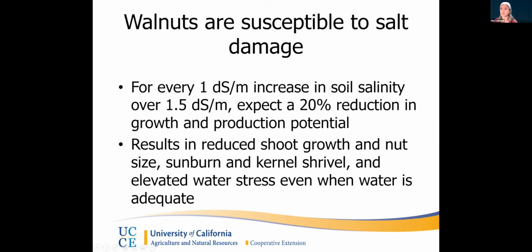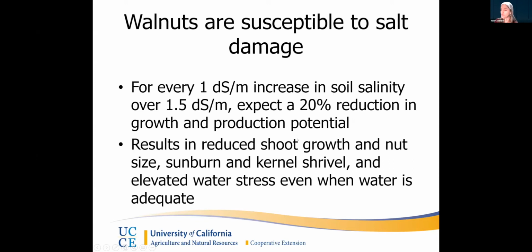Okay, so a little bit about salt damage. Walnuts are susceptible to problems with salt. And some research has shown that in general, for every 1 decisiemens per meter increase in soil salinity, so that's EC, I'm going to talk about that a little bit, for every increase over 1.5, you can expect up to a 20% reduction in growth and production potential. Visually in the orchard, you can see reduced shoot growth, reduced nut size. Trees seem to be more susceptible to sunburn and kernel shrivel, and elevated water stress, even when water is adequate.